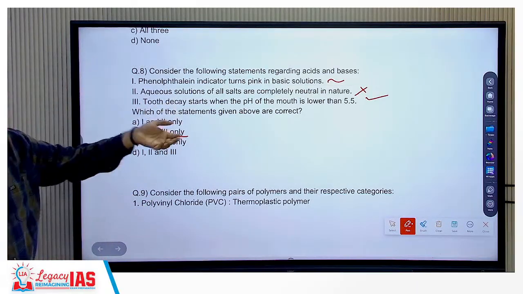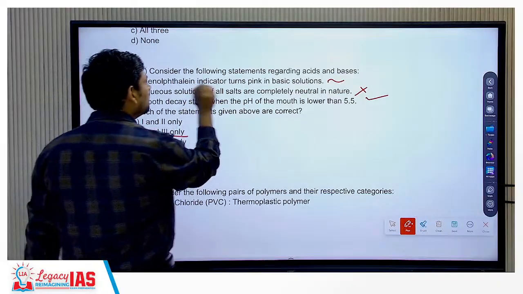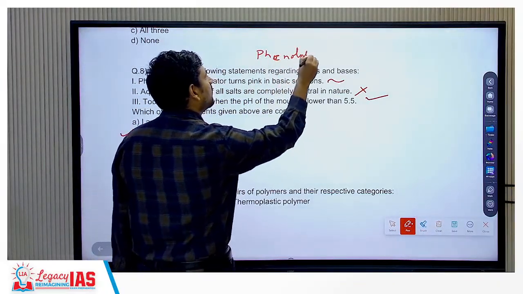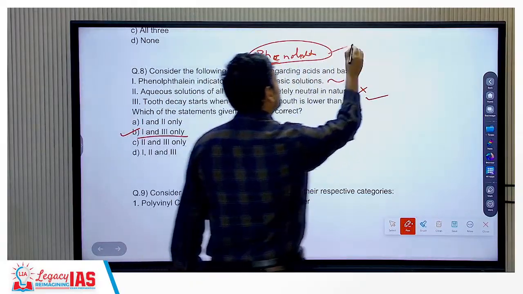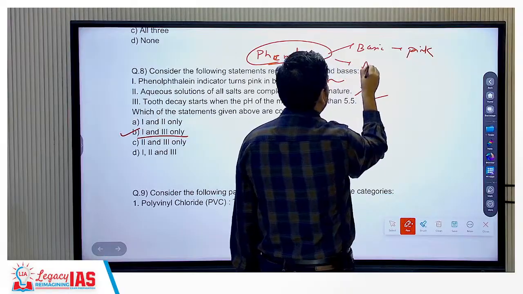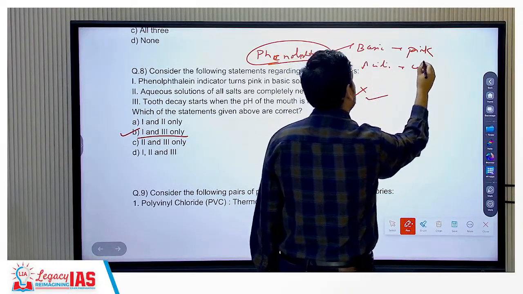Now, understand this also. Phenolphthalein is an indicator. In basic solution, it will turn pink, and in acidic, it is colorless.